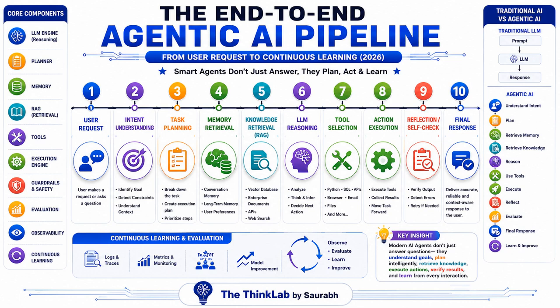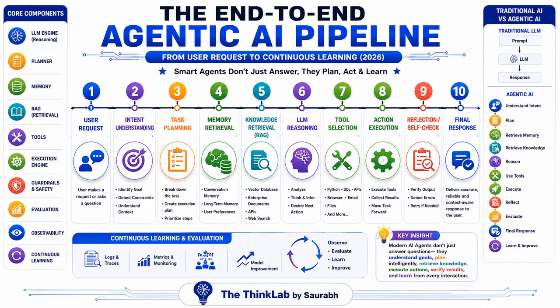If you take a real-world example, imagine you ask it to prepare the quarterly business report. A traditional chatbot writes some text, but an AI agent creates a plan, retrieves the company data, queries the databases, builds different charts, generates the PowerPoint slides, verifies the numbers, and finally delivers a polished presentation. This is the true power of agentic AI.